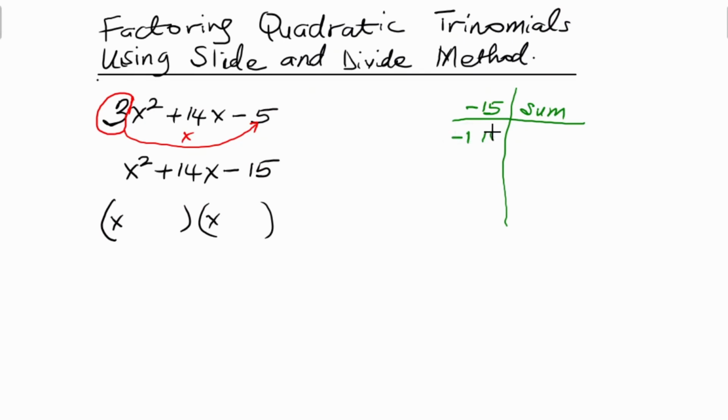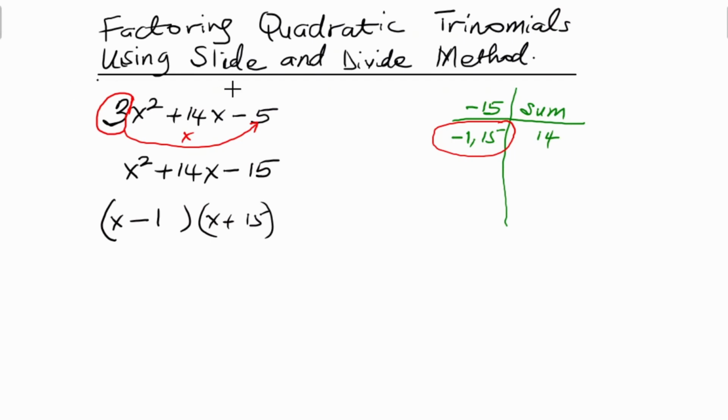Negative 1, 15. When we add the two of them, that gives 14. And that is already our answer, so we will not stretch it any further. That means we are going to use these two to represent the two factors. You can write any of them first, but I would like to write the negative 1 first. So we put x minus 1 and then x plus 15. It doesn't matter if you write the 15 first.